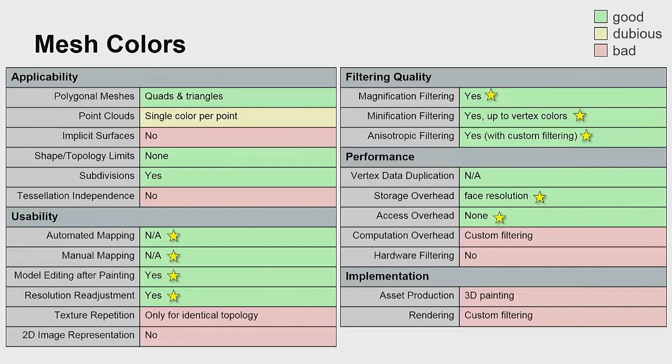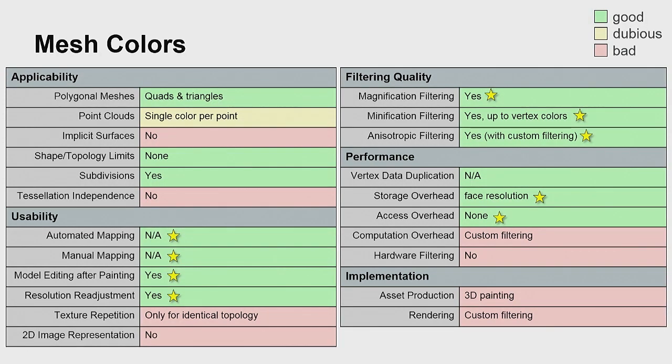But again, 2D image representation is not going to be as pretty as we used to have with 2D textures. In terms of filtering quality, it's great, right? It has no problems with filtering. Everything works just fine. You just need to have your custom filtering operations. In terms of performance, it's also good. In terms of storage, it's good. You won't have this additional adjacency list, and you just need to store your face resolutions, right? And there's no access overhead. You can directly access your colors without having to go through a lookup table first.